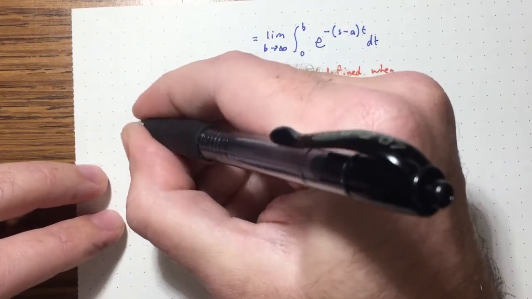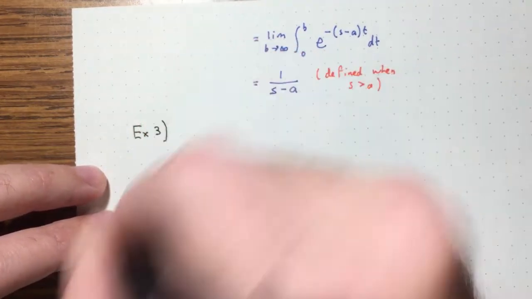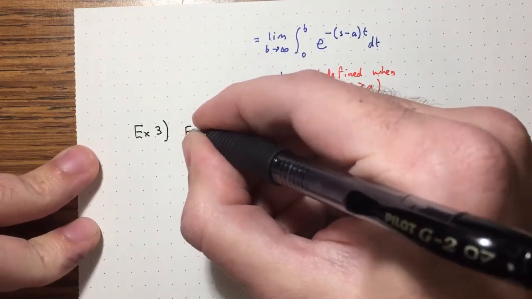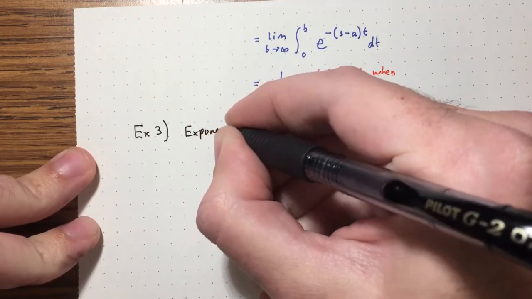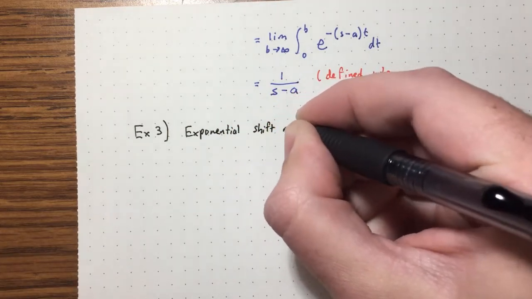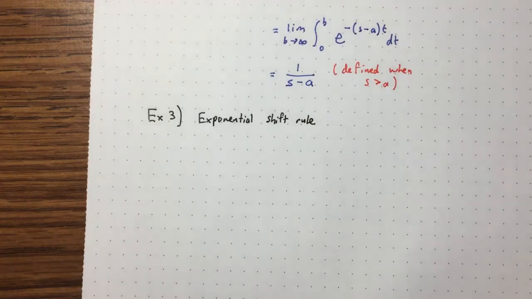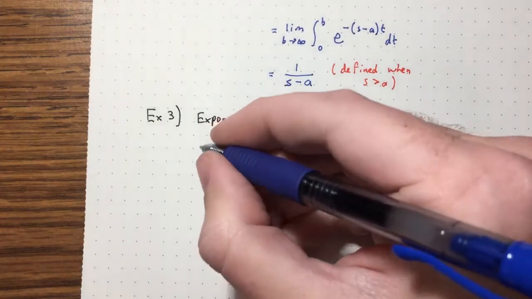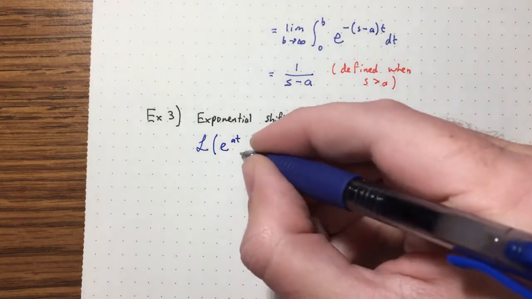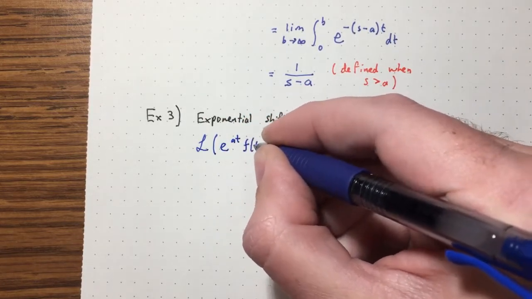So this we'll do, let's see, we're on example 3. This is a really important one. So this one actually has a name. It's called the exponential shift rule. And this is the Laplace transform of an exponential e to the at times any function. Okay?